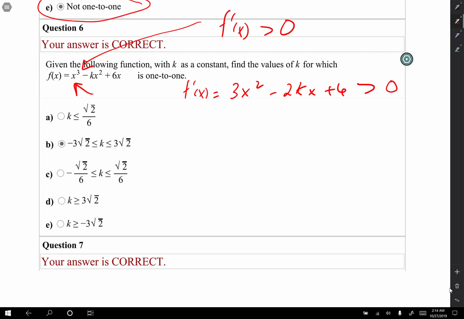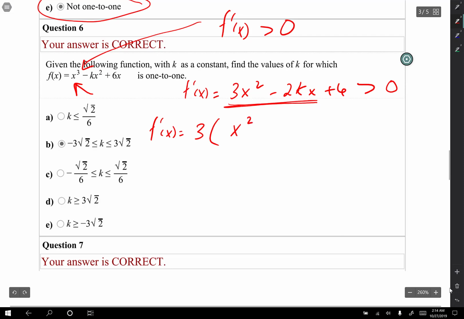All right, here we go. I'm going to complete the square right here with these two. I'm going to factor out a 3. So f prime of x is equal to 3 times (x squared minus 2kx over 3 plus some number). I'm going to move that 6 right here, and I want that to be greater than 0.